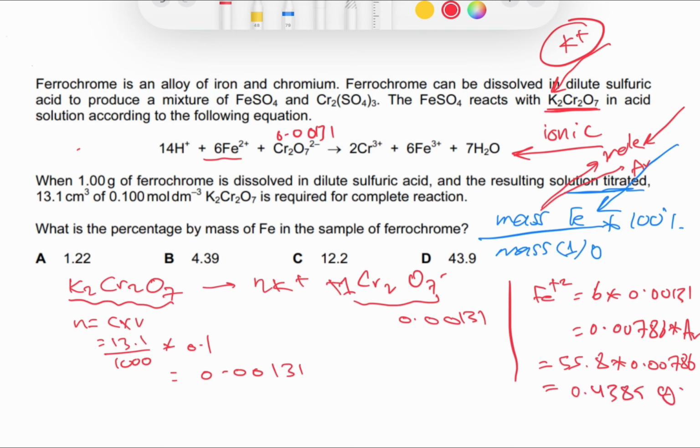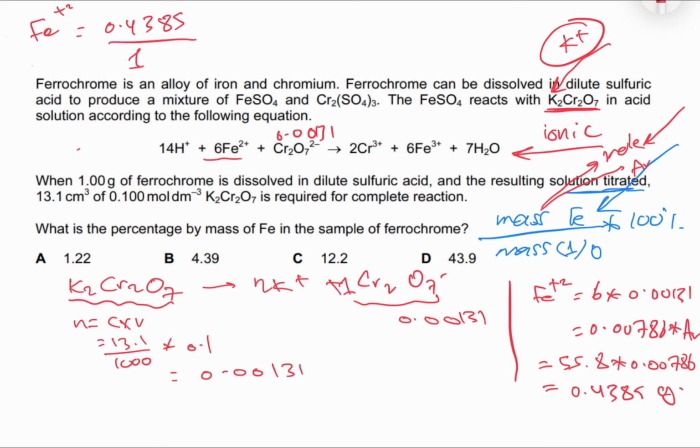And then the grams of iron are equal to 0.4385 grams. Okay, we're asking about the percentage of iron in this case, and the mass of iron, as we can see, is equal to 0.4385. You divide it over 1, which is the overall grams, and then you multiply by 100. And then the answer is going to be 43.85. So the answer is D.